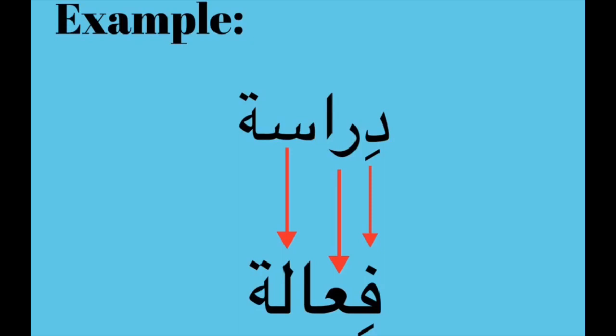Our fourth example is dirasa. Dirasa means studying. It's a masdar form. We have three root letters once again, dal, ra, and sin. Darasa. Dal is our first root letter, ra is the second root letter, and sin is the third root letter. In between our root letters, we have an added aleph and a final ta marbuta. Fa'ala. Fa'ala is typically a masdar form.